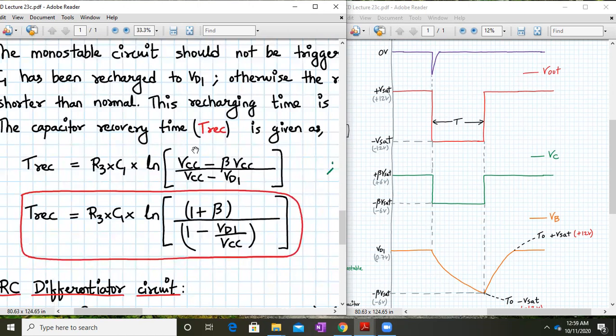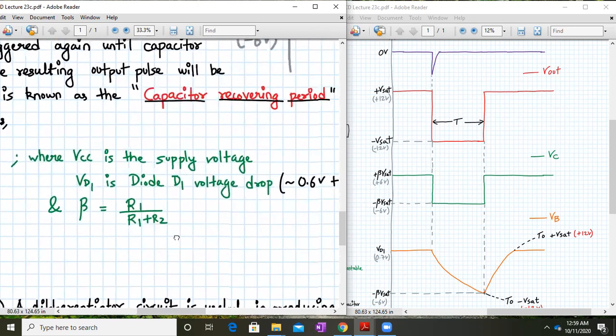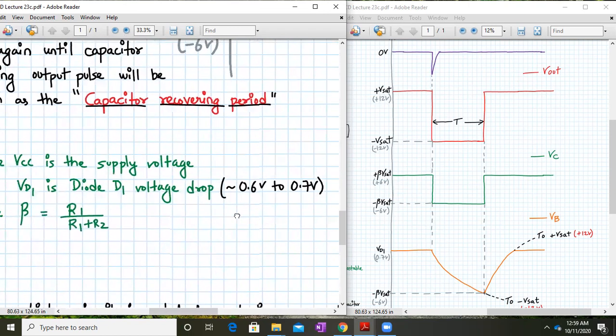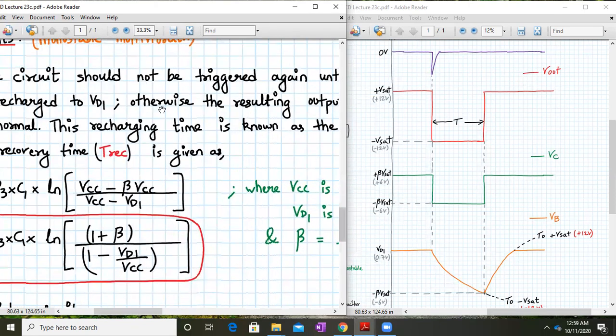It can also be written as follows. T recovery is given by R3 into C1 into natural log of 1 plus beta divided by 1 minus VD1 upon VCC. This is just a manipulation of the above formula only. Where VCC is the supply voltage, VD1 is the diode voltage drop, which ranges from 0.6 to 0.7 volts, and beta is given by R1 upon R1 plus R2. I hope that this point is clear now.